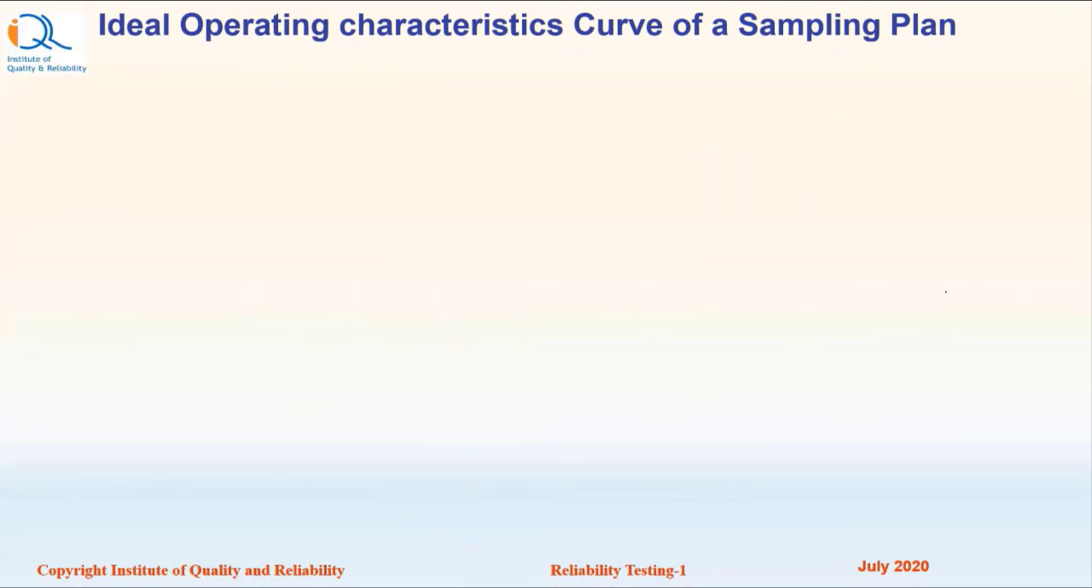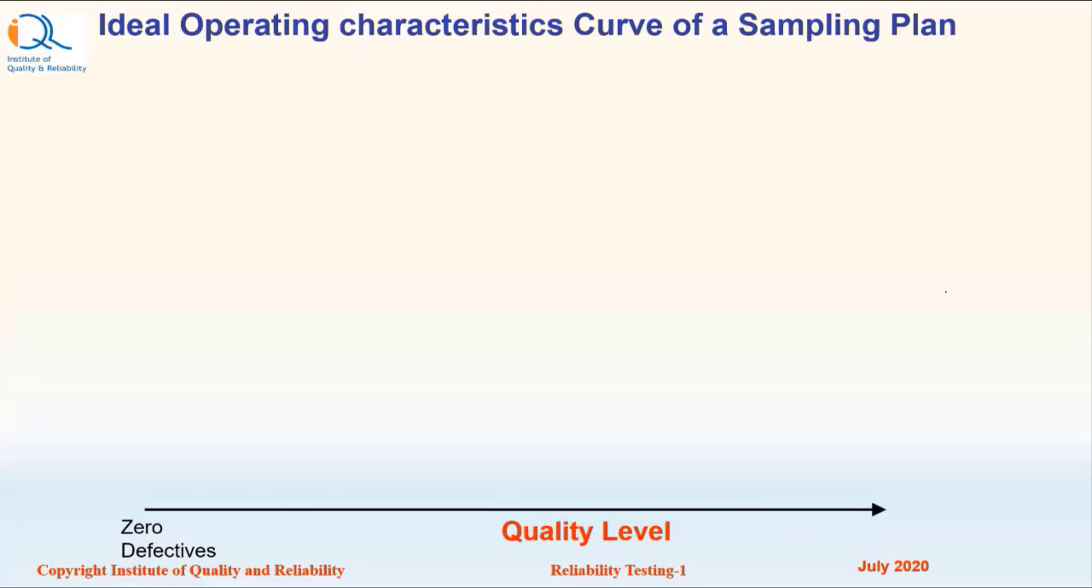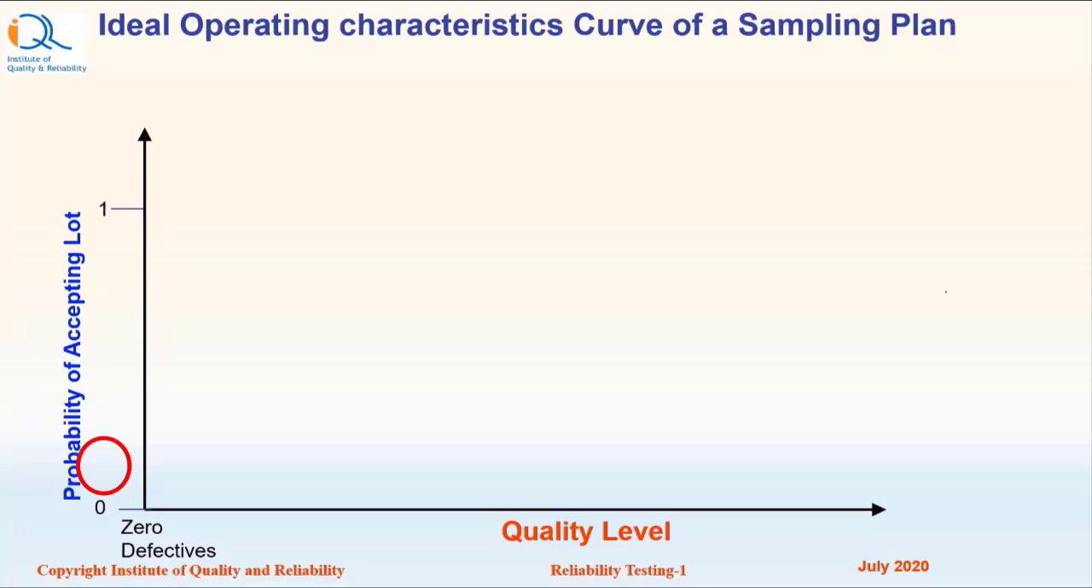Let us now understand concepts of operating characteristic curve or OC curve. We will begin with ideal operating characteristic curve of a sampling plan for inspection. On the x-axis of the OC curve, we have quality level. On the left side, we have perfect quality or zero defectives. And on the y-axis, we have probability of accepting the lot based on our sampling. Origin is 0 and then we can move up to probability of acceptance of 1.